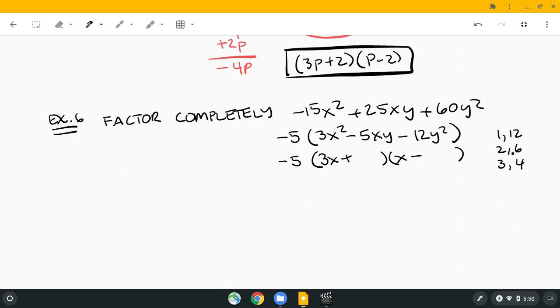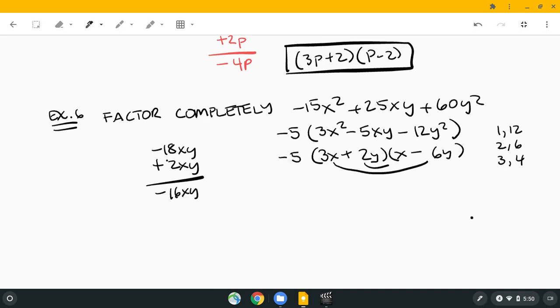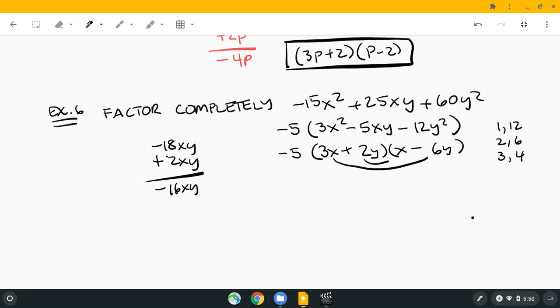Let's check 2 and 6. Outside, I get negative 18. Oh, I forgot my y's. I get negative 18xy. And then inside, I get positive 2xy. That gives me negative 16xy, and that is not what I want. So that didn't work.